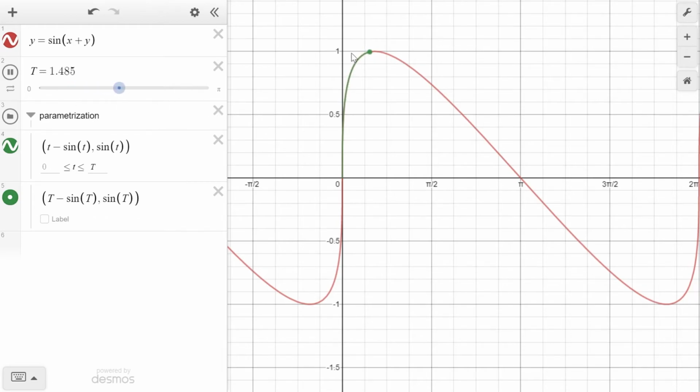You can see that the Desmos handle traces out the graph. I mean, it's a function. Y is a function of x. It passes the vertical line test, but how do you get a closed form for that? That's not so simple. So we can use a parameterization instead.